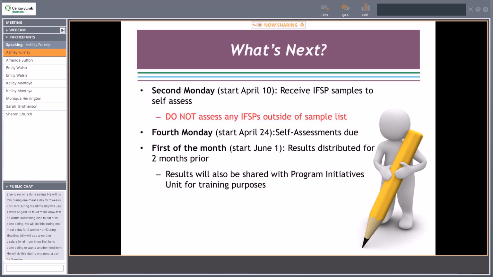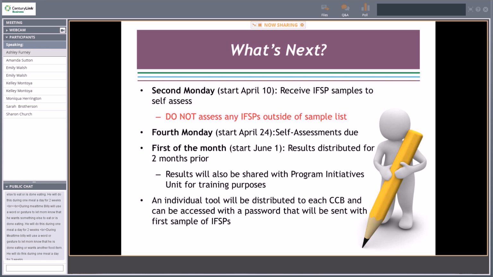And then we're also going to be sharing results with the Program Initiatives Unit for training purposes. That will also be done in a very structured way, similar to why we want to contain the assessments to our sample list, just to make sure that we're keeping everything structured and can do everything in a meaningful way. And then, as Amanda said, an individual tool will be distributed to each CCB, and you'll be able to access it with a password. So we'll send your first list of sample IFSPs, your link, and the password by Monday, April 10th. And then remember, you just need to hit submit, and we receive the results, and that's all you need to do for each of those.